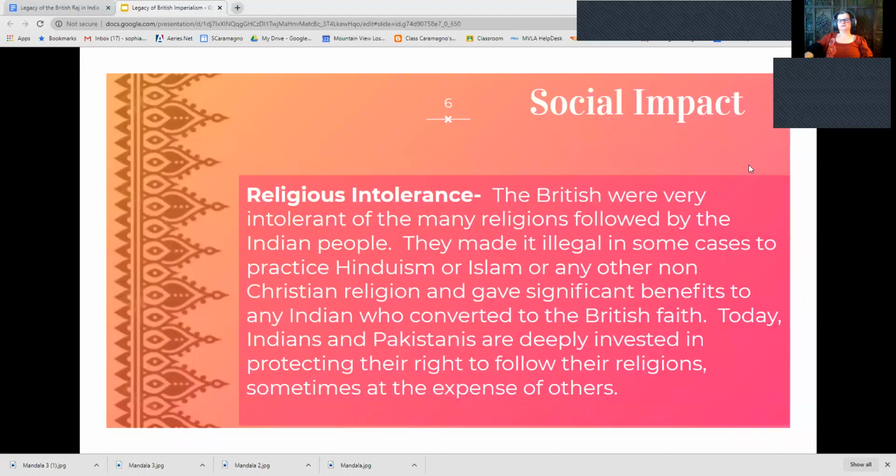The next social impact I want to talk about is religious intolerance. The British were extremely intolerant of the faiths and practices of the Indian people. They made it illegal in some cases to practice Hinduism or Islam or any other non Christian religion and gave significant benefits to any Indian who converted to the British faith. Today, Indians and Pakistanis are deeply invested in protecting their right to follow their religions, sometimes at the expense of others. And that's a direct result of experiencing this religious intolerance.